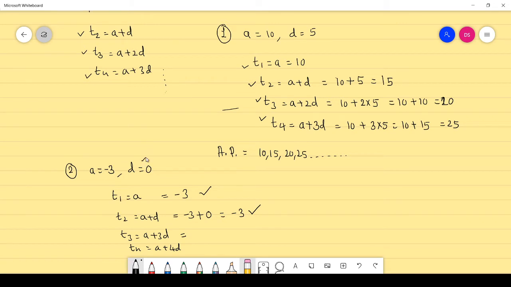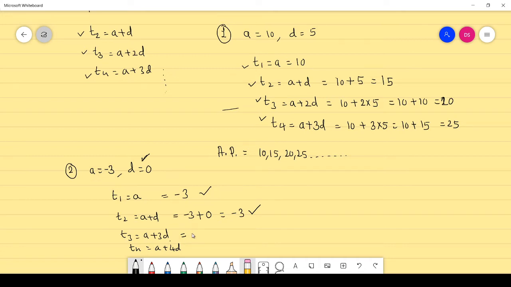And why did I say that? Because d is equal to 0, every time d, twice d, thrice d, 4d will become 0, and what will remain in that term? A. So it will be again minus 3. T4 will also be minus 3. How is it? Check it out.